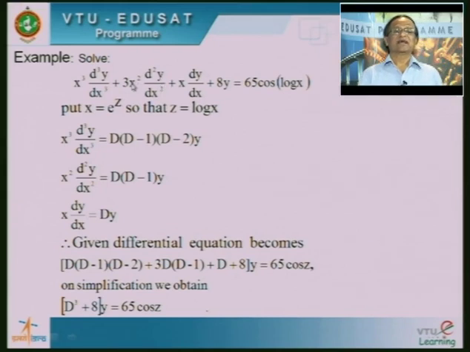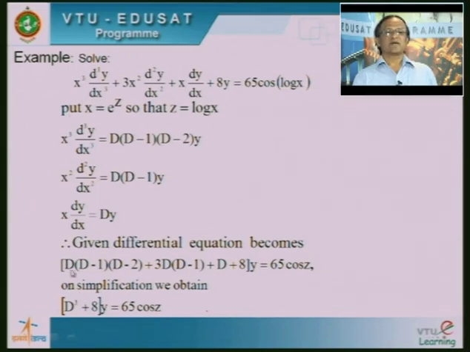And similarly, I can obtain the value of x square into d square y upon dx square, that is equal to d into d minus 1 y, right. Therefore, x into dy by dx is equal to d into y. So, now I want to substitute all these values in the given equation. Given equation becomes a linear differential equation with constant coefficients.